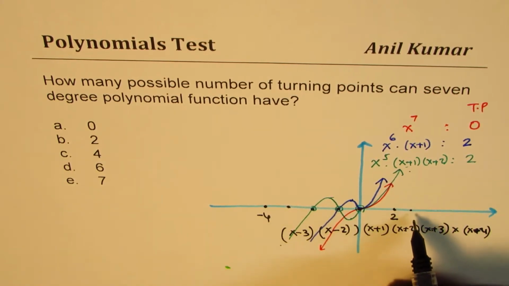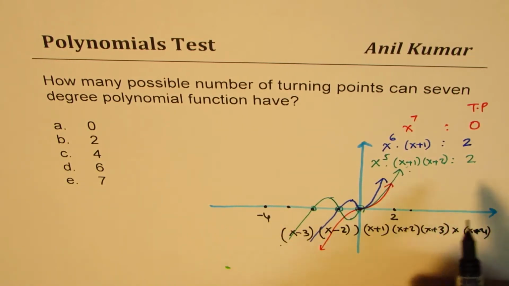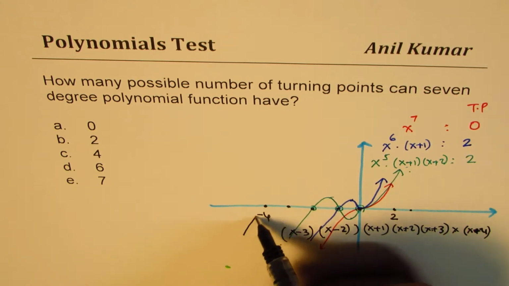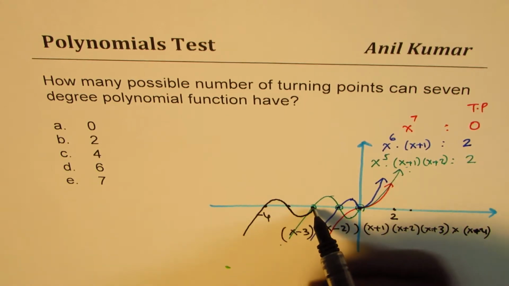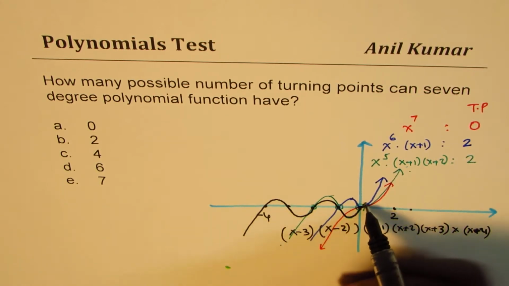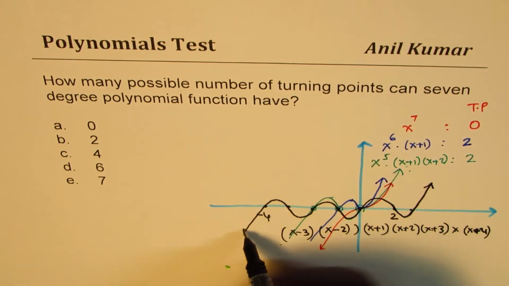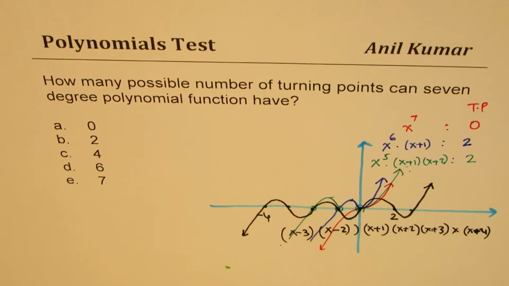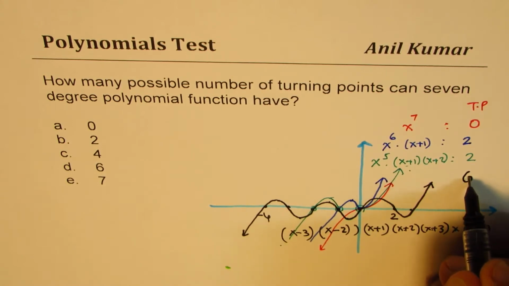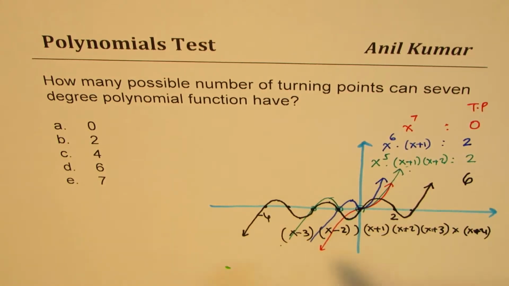Now if I have a polynomial with these 7 linear zeros, I could always sketch it kind of like this. Is it okay? That is the maximum number of zeros and the maximum number of turning points the polynomial function can have. So these are 1, 2, 3, 4, 5 and 6. So the maximum is 6. However, there could be a situation where we could have 4 turning points.